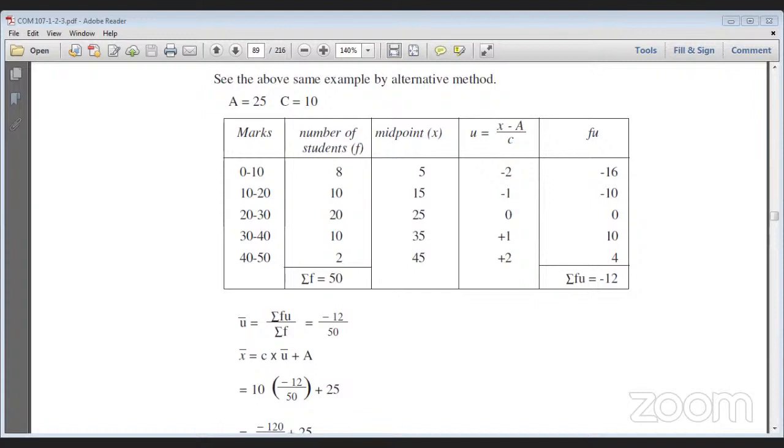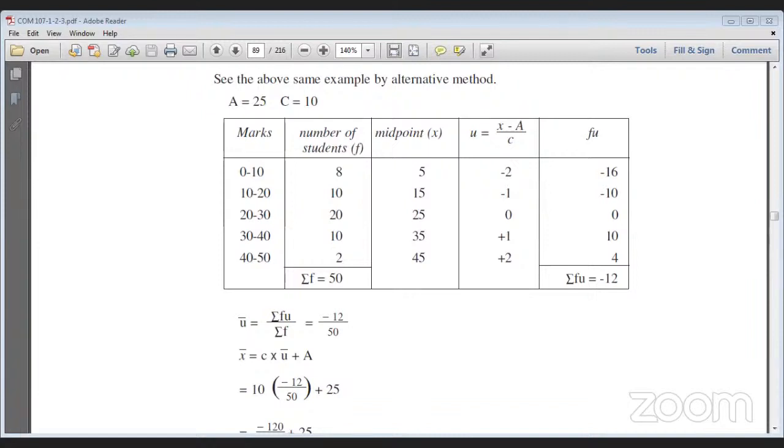So the last column is: 19 into 6 is 114, then 9 into 10 is 90, then 1 into 20 is 20, then 11 into 10 is 110, then 21 into 4 is 84. So the total of this will be 418.